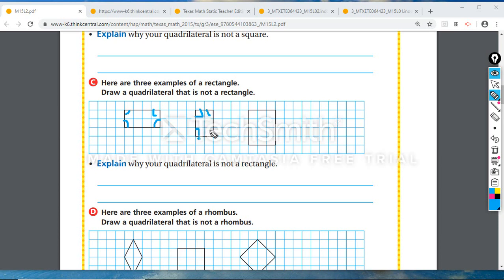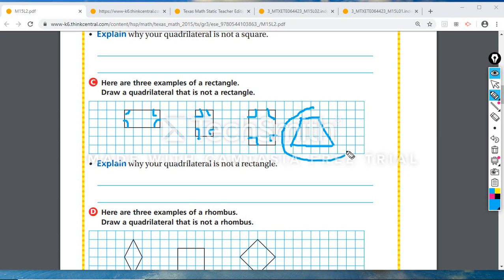So that's what we need to do for it not to have four right angles or two pairs of opposite sides that are parallel. So my shape is going to look something like this. Again, it does not have four right angles. Okay, it does not have two pairs of opposite sides that are parallel.